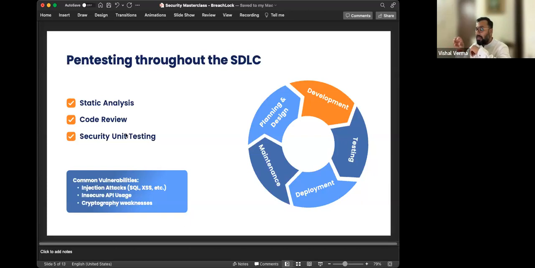That's where unit testing plays a major role in the development lifecycle itself, helping to identify and uncover a lot of vulnerabilities. Common vulnerabilities that we have seen resulting from an improper development lifecycle are injection attacks.